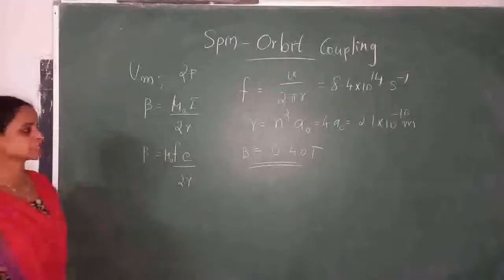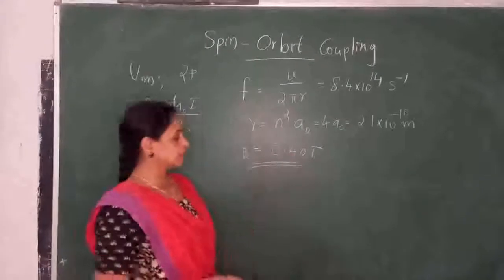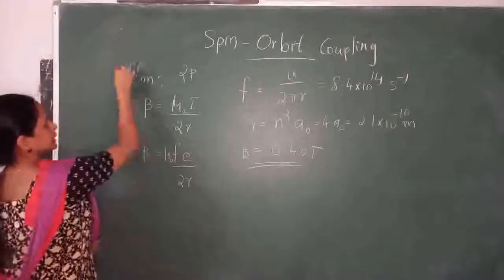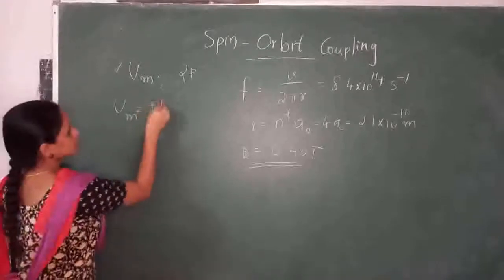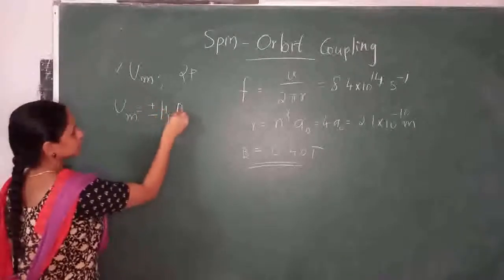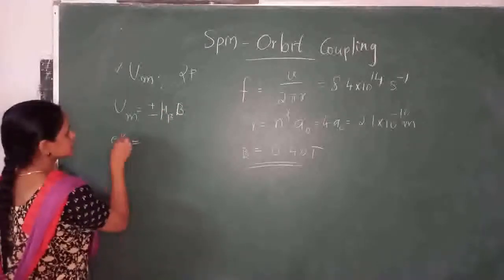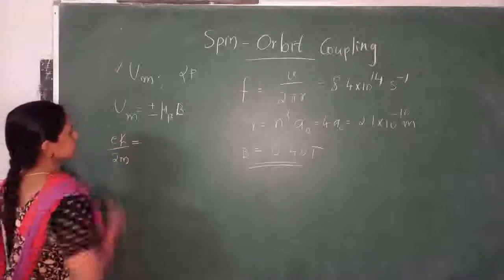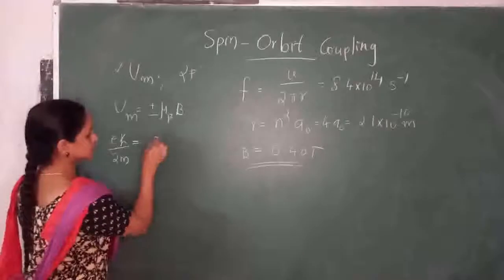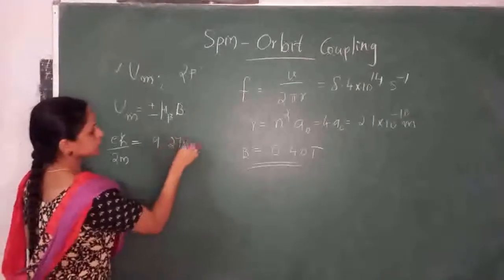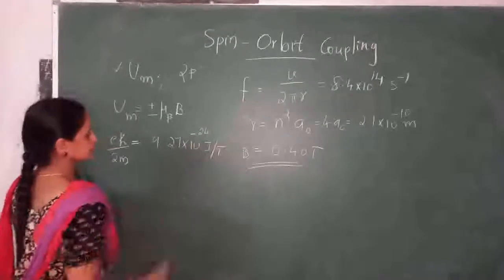This is the classical perspective. So B is given as 0.40 T, and we have to find out the energy. The energy is given by U_m equal to plus or minus mu_B B. The value of mu_B, that is eh crossed by 2m, is actually the Bohr magneton. This value is 9.27 into 10 raised to minus 24 joule per Tesla.